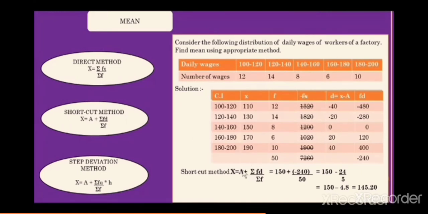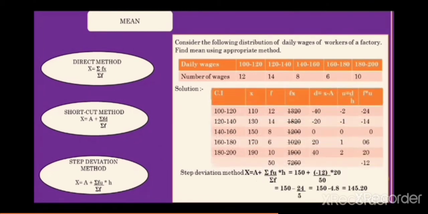This one is by using the shortcut method. Whenever it is the shortcut method, the formula is a plus sigma fi di by sigma fi. Now the step deviation method is also very easy. By doing the step deviation also we can get the same answer. Previously also we got the answer 145.